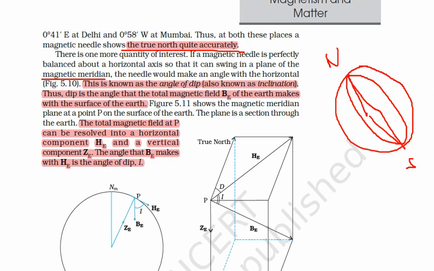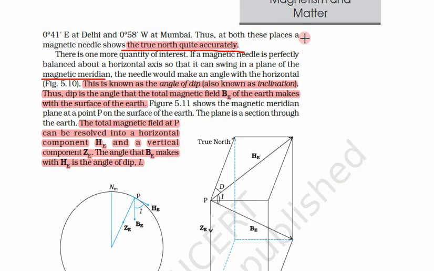Since this is 2D, I cannot show you; just look at some examples on the internet to see how this works. Since this is 2D and I cannot represent 3D here, the needle would make an angle with the horizontal. Since the field has a vertical part and the needle has to point in that direction, the needle moves in this plane, so it makes some angle with the horizontal.